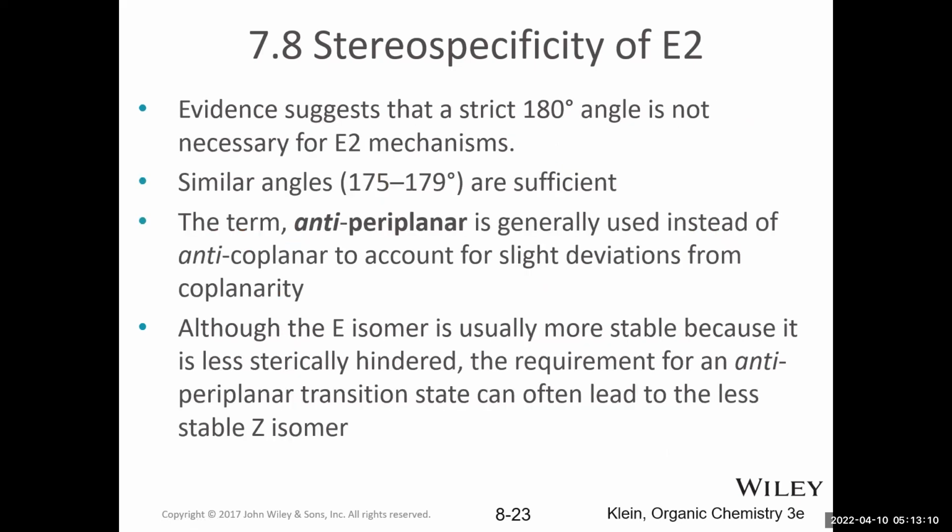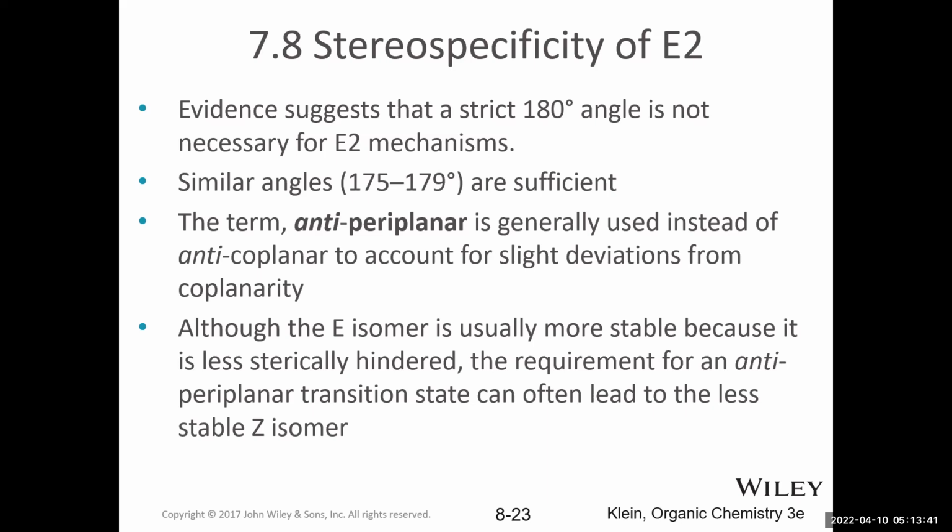So some additional information. Evidence suggests that a strict 180-degree bond angle is not necessary for E2 mechanisms. Similar angles of around 175 to 179 are sufficient. So typically the term anti-periplanar is more commonly used instead of anti-coplanar to account for slight deviations from coplanarity.